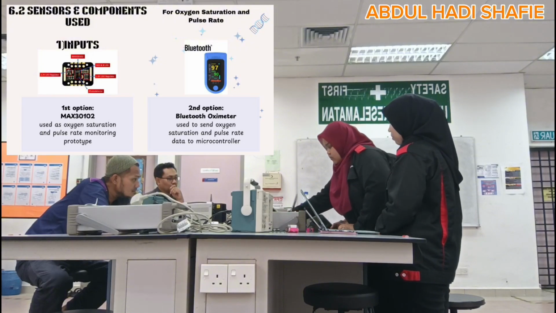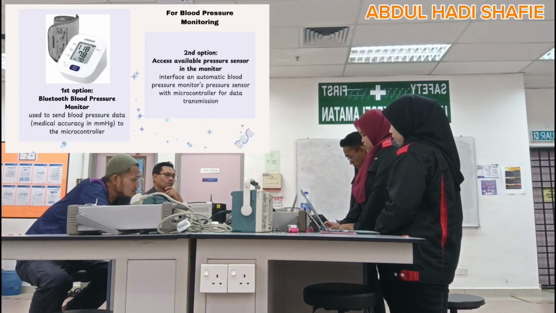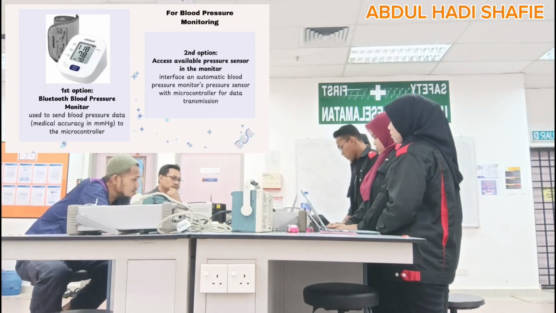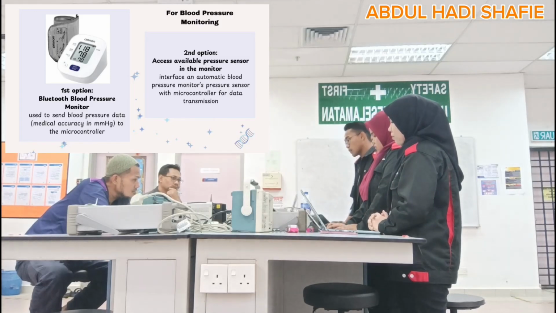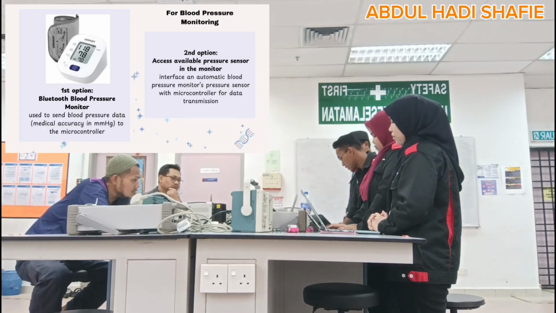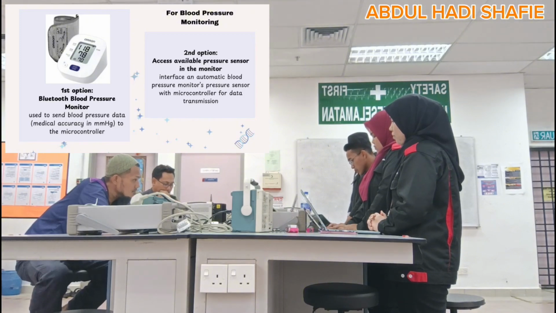Next, this is for the blood pressure sensor. We use the cuff. The first option is already the complete set of cuff with Bluetooth blood pressure monitor. This is used to send blood pressure data accurately in millimeters of mercury to the microcontroller. But the second option is also available.